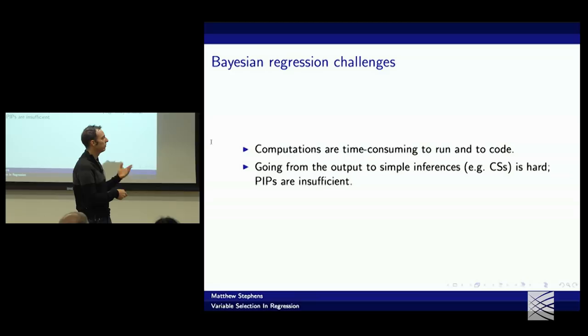Another thing I didn't mention is that the computations are pretty challenging, and they're time-consuming both to run and to code. This is the point I've emphasized: going from the output to simple inferences is hard, and the PIPs are insufficient. So if you're familiar with Bayesian regression already, and you're asking why are you bothering doing something new, I'm trying to solve these two problems, at least initially.